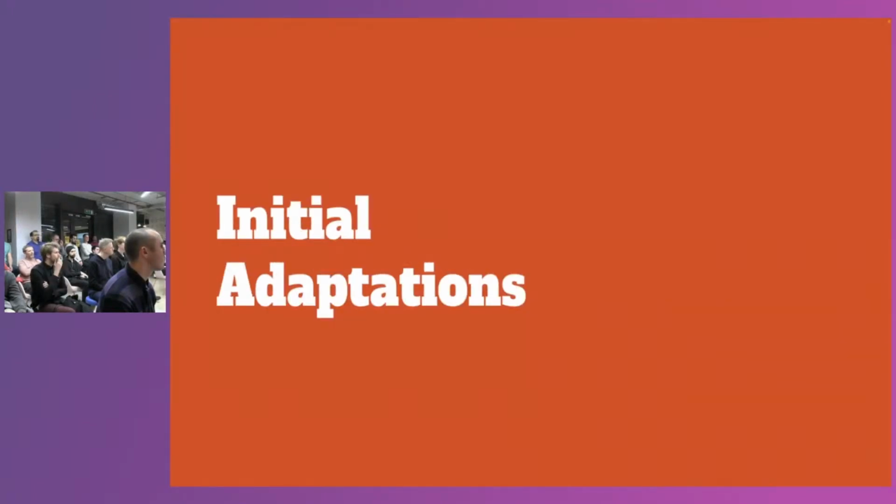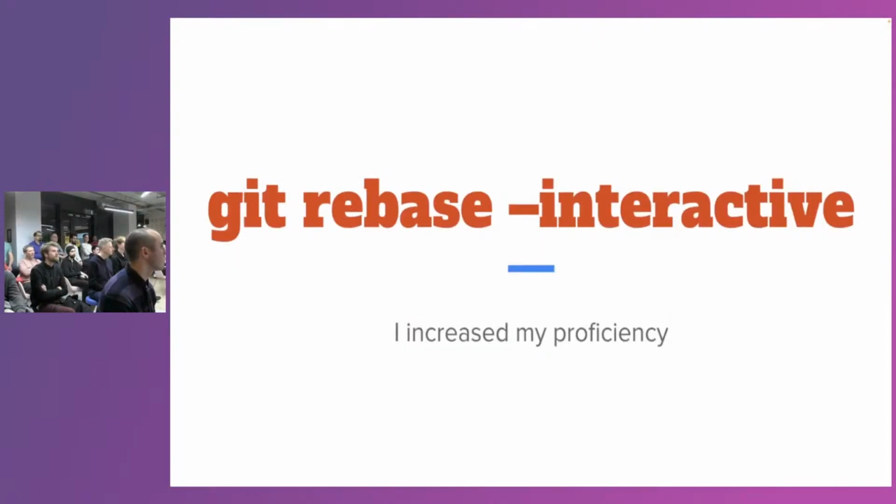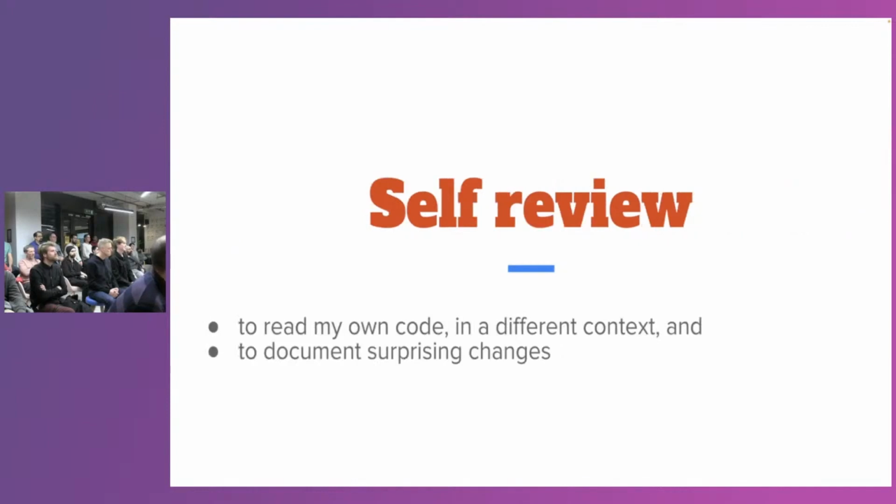So, initial adaptations. I got really good at Git rebase interactive, that was my proficiency upgrade. I don't know whether anybody knows about that. Sort of, yeah, okay. It's like rewriting the history of your branch. I developed a habit of self-review. I'd always found this was a good idea, but particularly with that empathy of optimizing this for the code reviewers, I would read my own code in a different context rather than just in the IDE or the editor: in the PR interface itself.